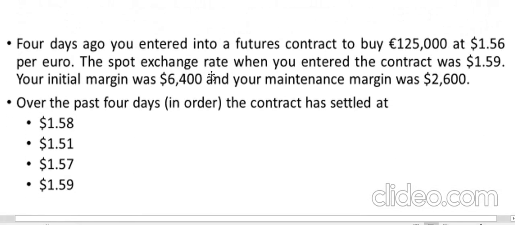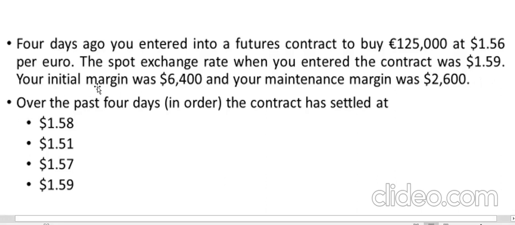Further, it says the spot exchange rate when you entered into the contract was $1.59. So at the time when we signed the contract, we signed it at a price of 1.56, but at the same time, in the market, the spot rate was 1.59. So this 1.59 has nothing to do with our numerical actually. It's information given to us actually.